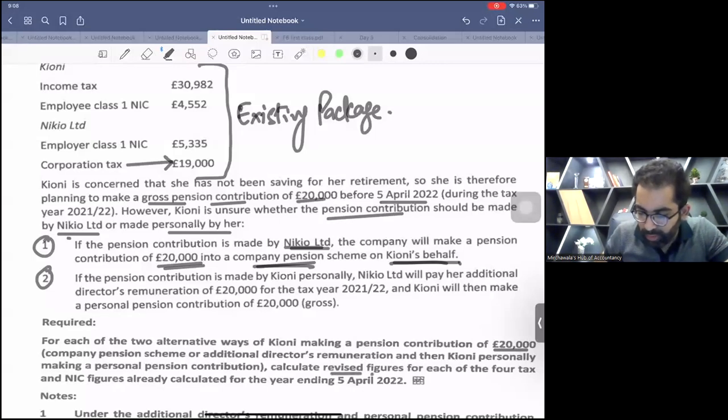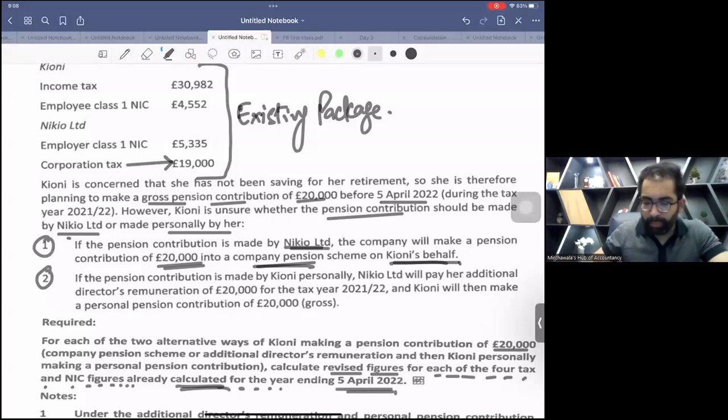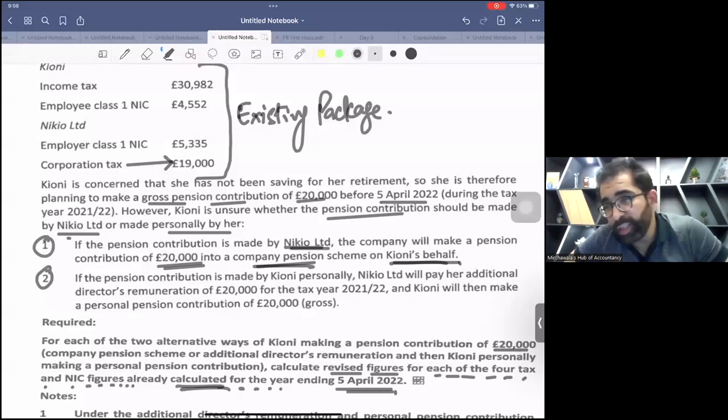Calculate the revised figures for each of the four tax and NICs figures already calculated for the year ended 5th April 2022. My dear student, you need to calculate all these four things again with your mind. But right now, I'm only solving package number one. Package number two is a different game. Package number one is a piece of cake.